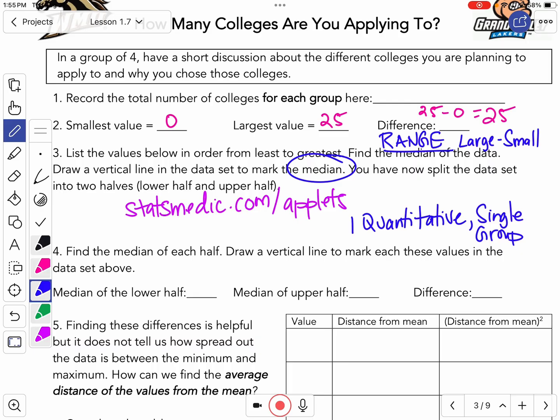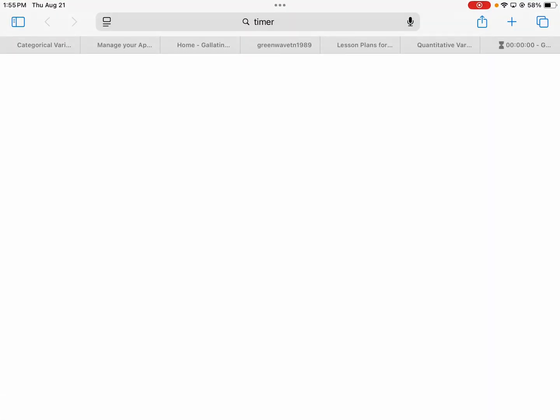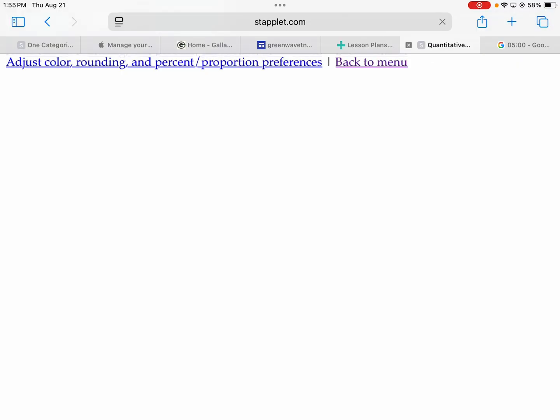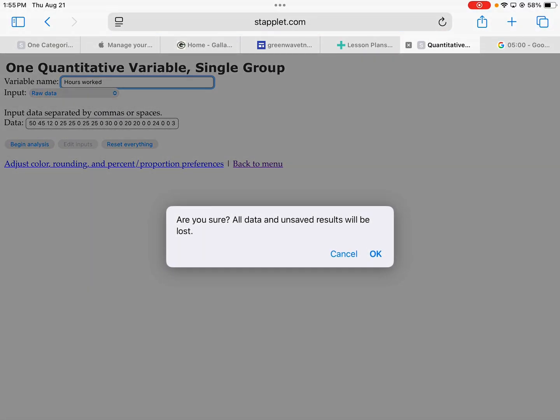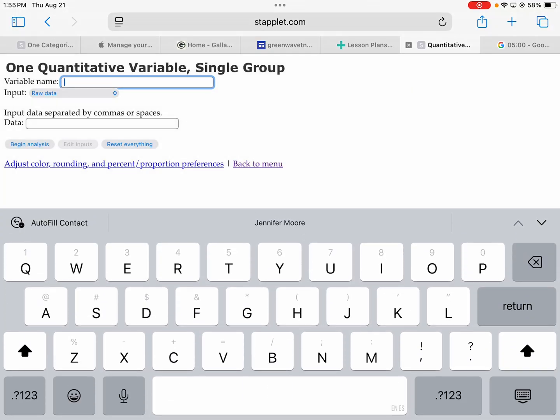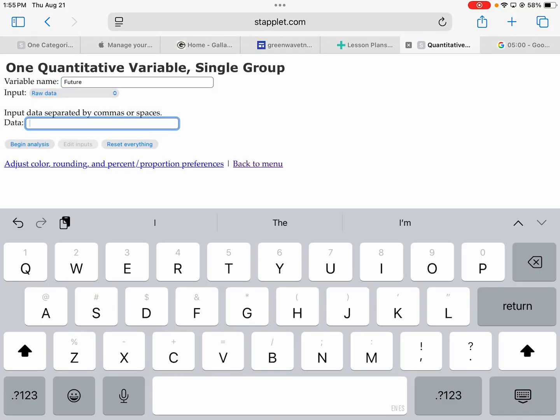Statsmedic.com/applets. All right, we're going to choose that one quantitative single group. And you can just call this the future or whatever you want to call it, because that's what we're looking at. I'm going to reset all of that. Yep, I'm sure. I'll call it future because that's what we're looking for. And let's get all these numbers put in.